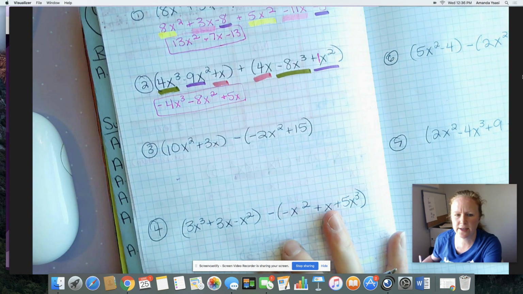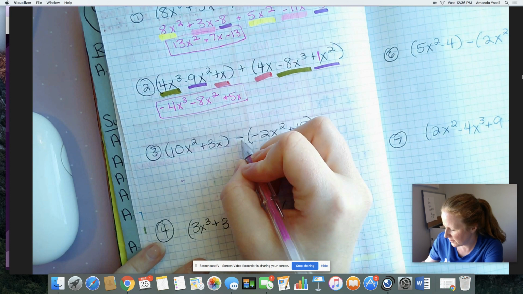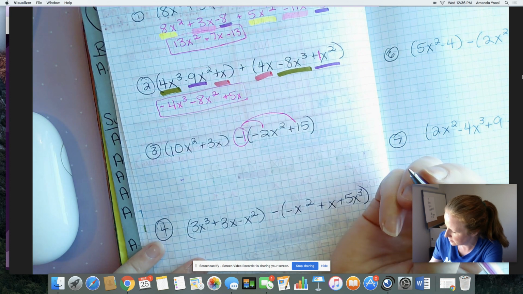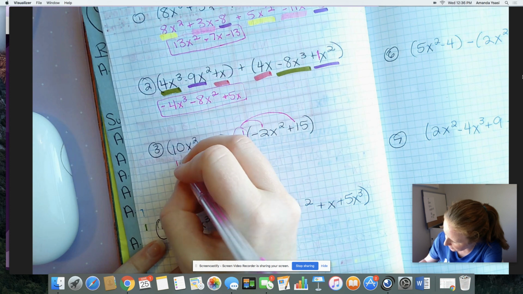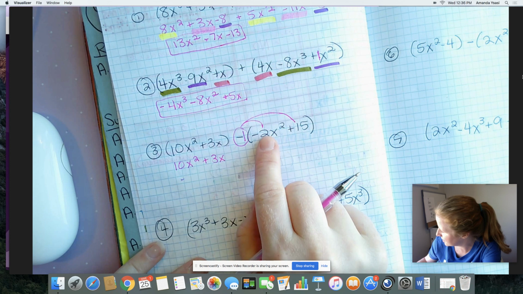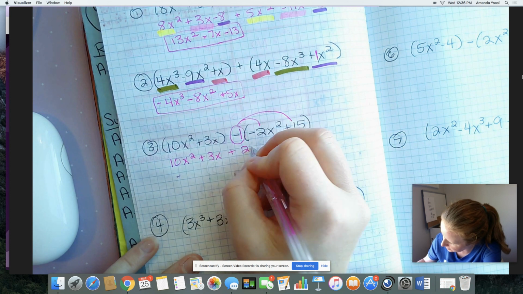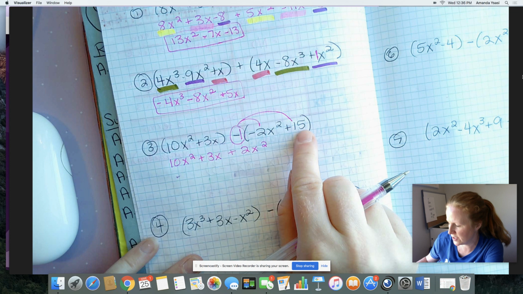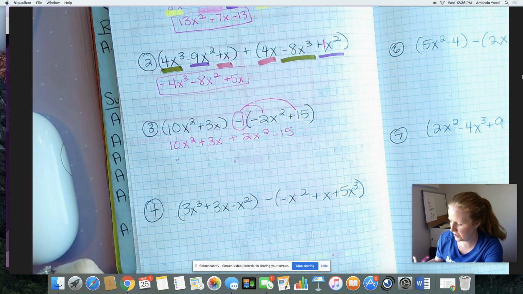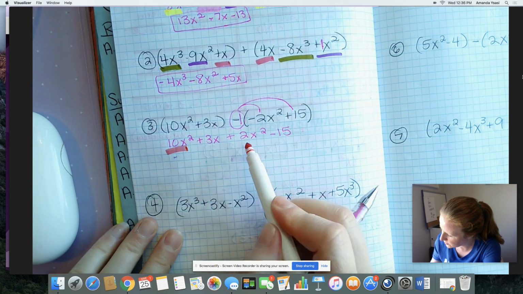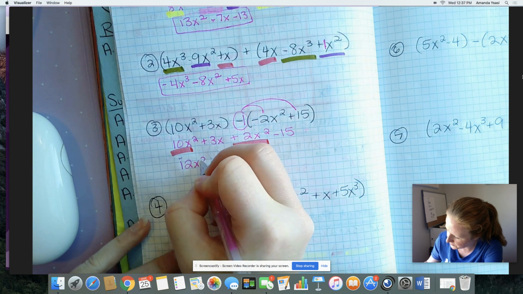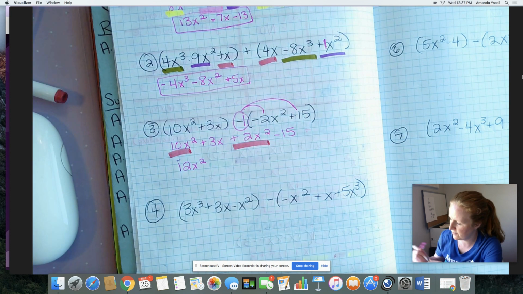Okay, let's go to the next one. We have this negative here, so that means I need to distribute this. So we have a 10x squared plus 3x, and then I need to distribute -1 times -2, which is a +2x squared. -1 times a +15, -15. Okay. Then we combine like terms, so I have a 10x squared and a 2x squared, making that a 12x squared. And then I have 3x.